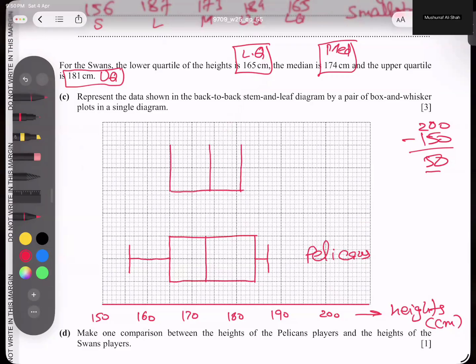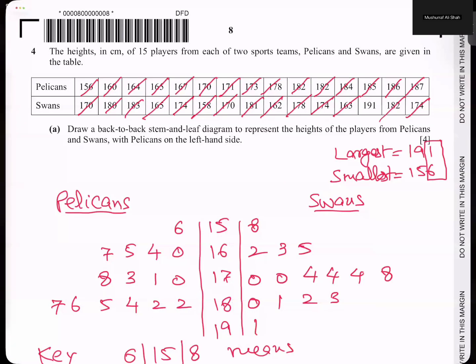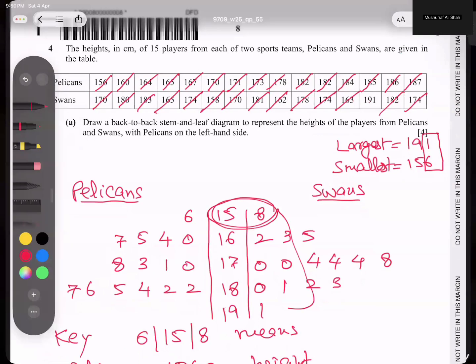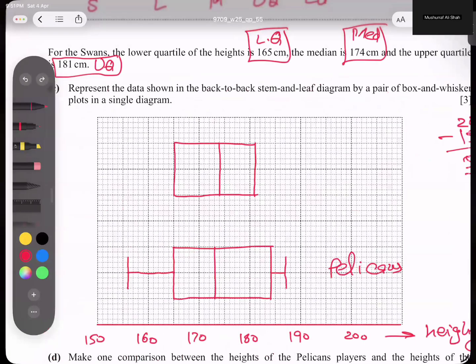I can make the box first of all. And now I'm looking for the whiskers. What is the smallest and largest? We have to go back and check. Wait a minute. Let me check. The swans' smallest value is 158 and the largest is 191. I hope it's clear, students? Now check it. And I'm writing here swans. This is done. So Alhamdulillah Rabbil Alameen, this part is clear.